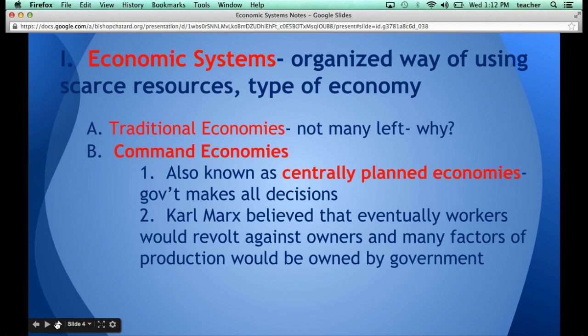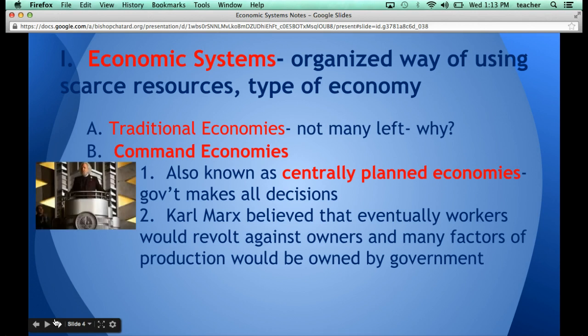And then the factors of production are going to be turned over to the public and be owned by the government, and it'll all be just hunky-dory, flowers and rainbows and puppies, and everything is just going to work out beautifully. Okay, so that's the idea.